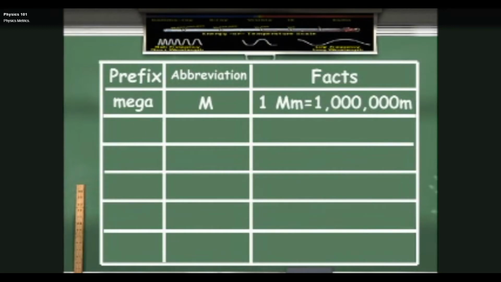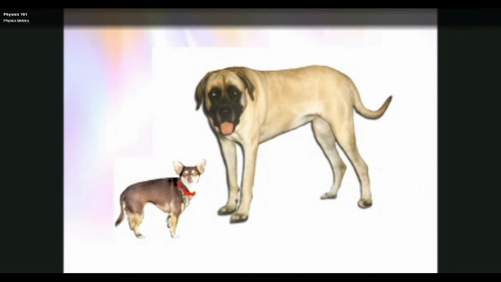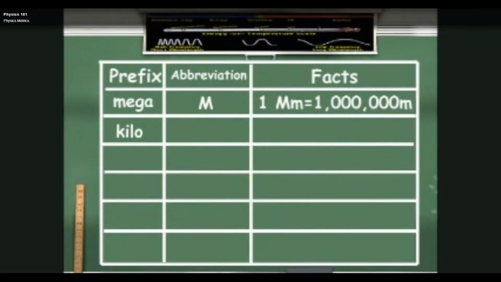The next prefix is kilo. Kilo also sounds big. You wouldn't name a Chihuahua Killer. You'd save that name for a really big dog. So here are the facts about kilo. We use a lowercase k for the abbreviation. And the fact is that 1 kilometer equals 1,000 meters.